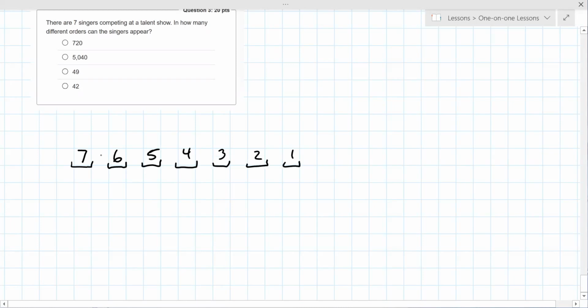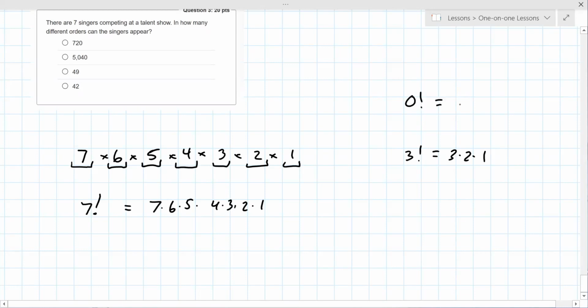That's right. Now, there's a name for doing this math operation, and it's called factorial. So 7 factorial, 7 exclamation point, means 7 times 6 times 5 times 4 times 3 times 2 times 1. 3 factorial is 3 times 2 times 1. Now, do you know what 0 factorial is? It's 1. Yeah, it's a definition. It's a little weird. It's an exception.